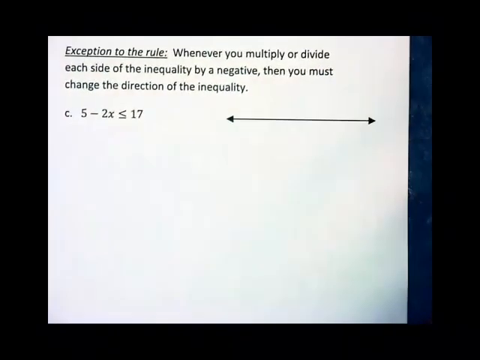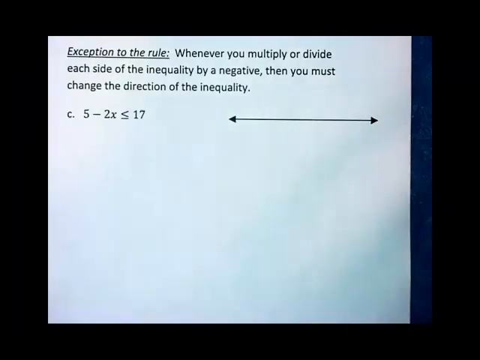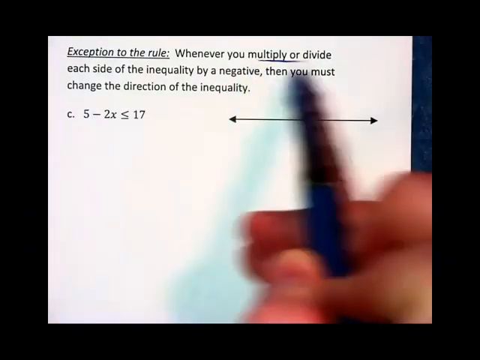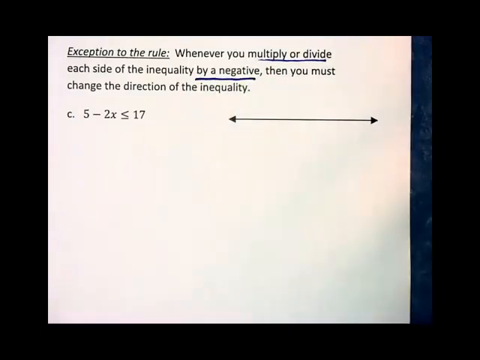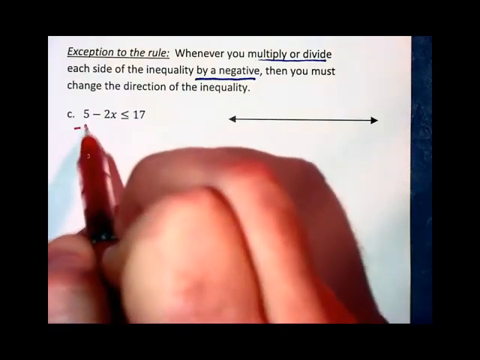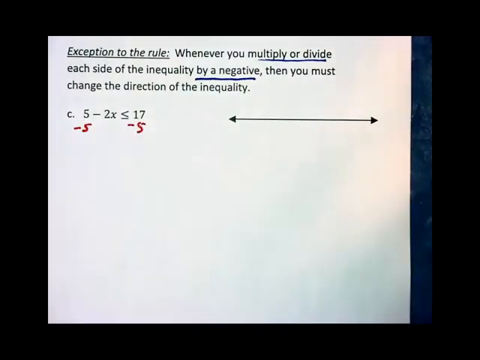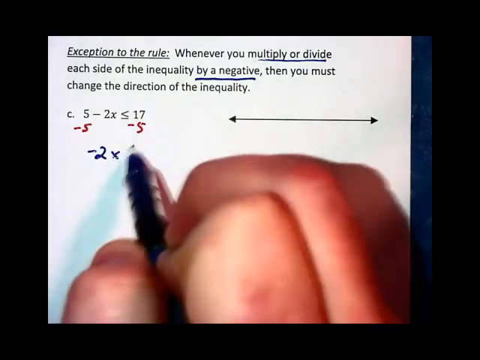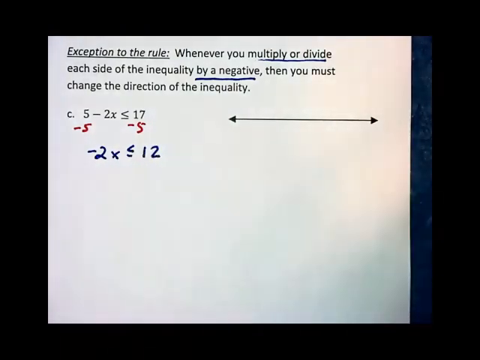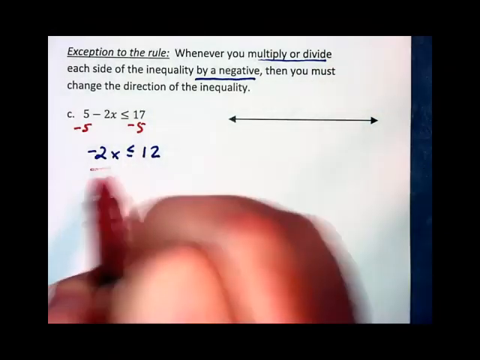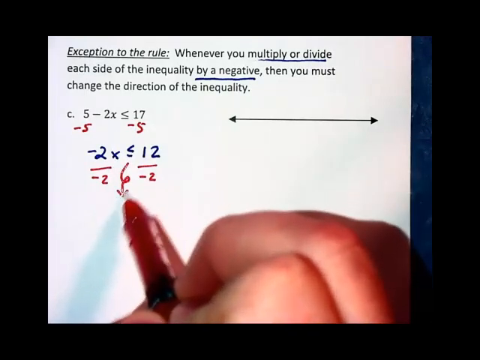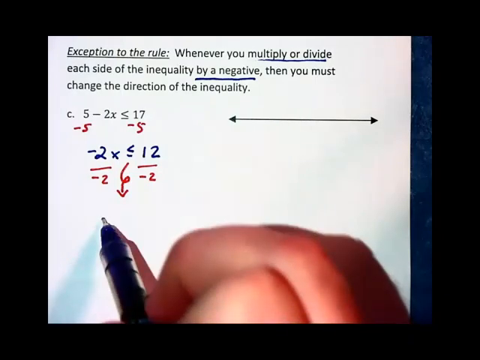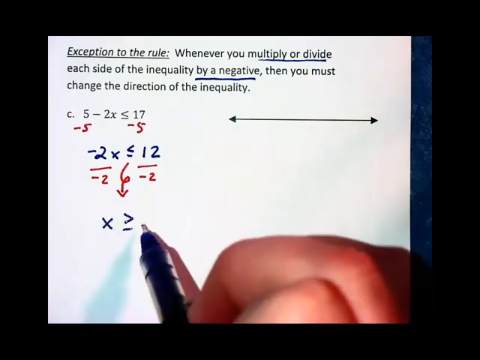Okay, here we go. A few more of these. Now, there is an exception to the rule, and that is whenever you multiply or divide each side by a negative, then you change the direction of the inequality. So in this problem C, we would subtract 5 on each side. That would give us negative 2x less than or equal to 12. But in the process of dividing each side by negative 2, it's the division by a negative that will have us reversing the direction of this inequality and writing x is greater than or equal to negative 6.